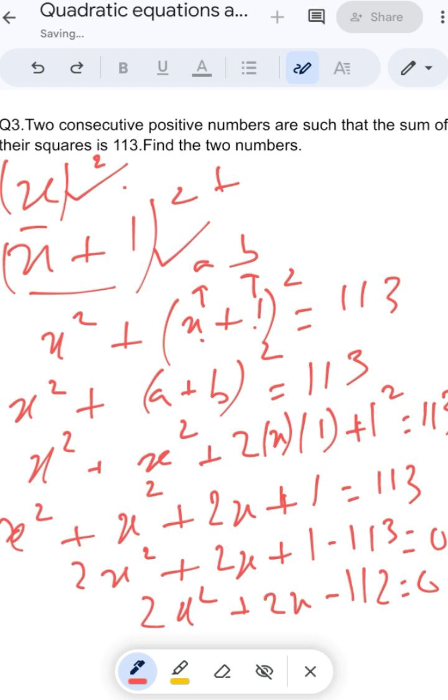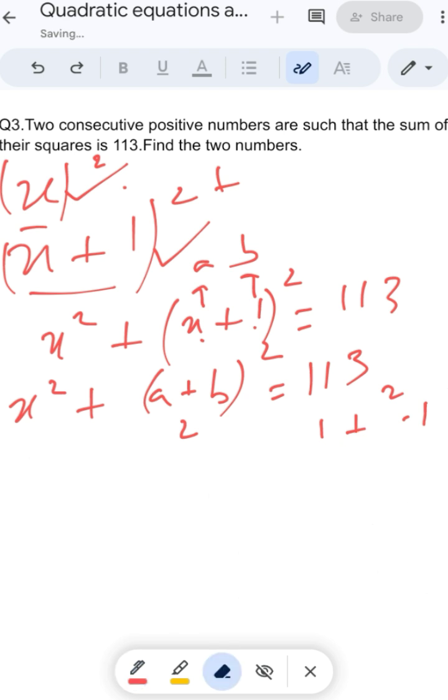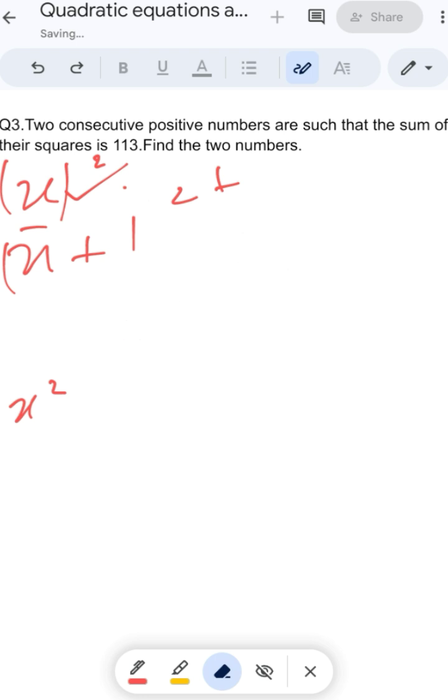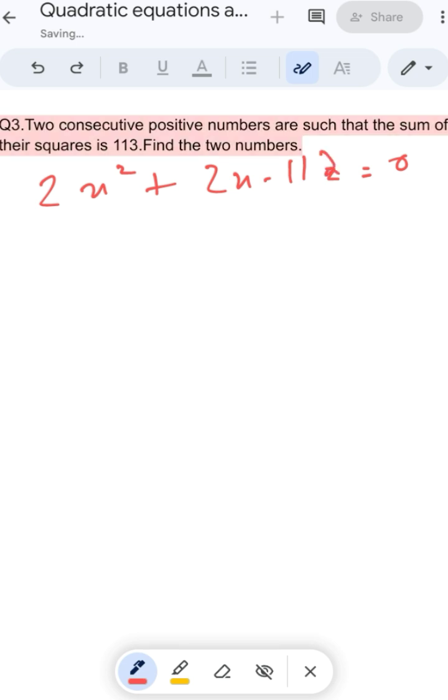Okay, let's erase it to make it clearer. 2x square plus 2x minus 112, we'll carry it forward. So it was 2x square plus 2x minus 112 is equal to 0. Okay, now here 2 into 112 is what of yours? It's 224. Agreed, right? So let's take out the factors.